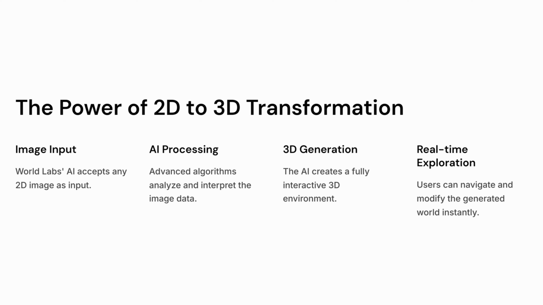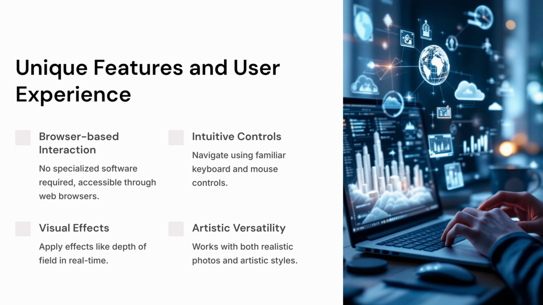I mean, imagine you snap a photo of your living room, and then boom, you're virtually walking through it on your computer. Now, I know what you might be thinking. We've had 3D modeling software forever, but this is totally different, right? The old way, you had to build every little thing by hand, every object, every texture, even the lighting. It was all manual. But World Labs' AI does it all automatically, just by looking at a single image and figuring out how things are laid out.